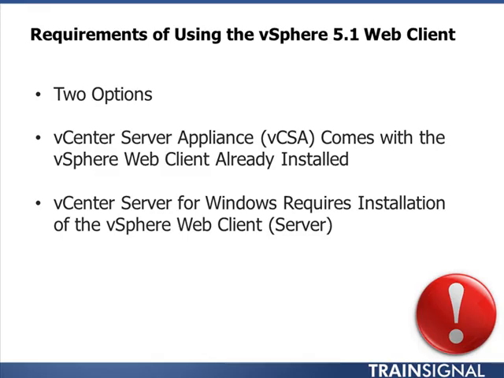The second option is to use the traditional vCenter Server for Windows. And if you use that, then it requires that you install another piece that's on the same installation DVD or ISO called the vSphere Web Client Server. It's called the Web Client Server. I know that's a little confusing, but that's what they call it. When you install the vCenter Server for Windows, you also need to make sure that you install the vSphere Web Client Server, as that's going to allow you to use not only the Windows-based vSphere client, but also the new and improved vSphere 5.1 web client.